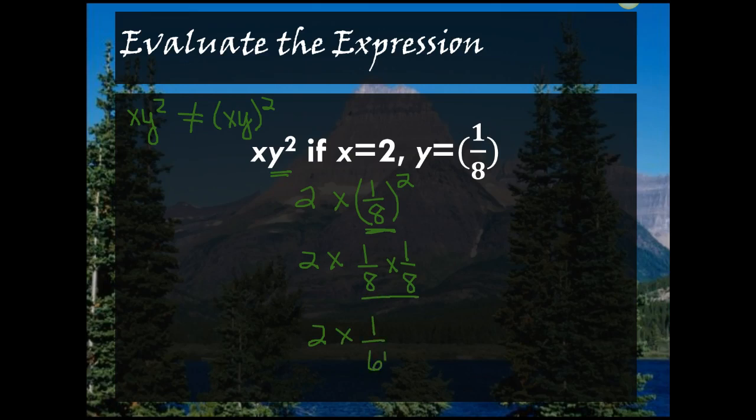Next, we will complete that multiplication. I will write the whole number as a fraction by putting a 1 underneath it. I can multiply straight across and get 2 over 64, which then simplifies to 1 over 32 if I divide both of them by 2. I also could have cross-canceled the 2 and the 64. This will also get me to my answer of 1 over 32.